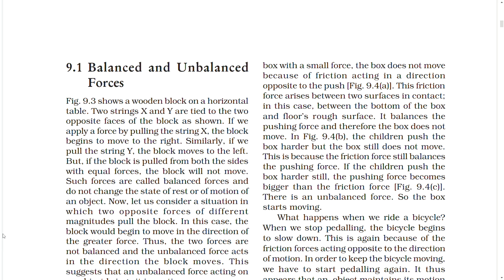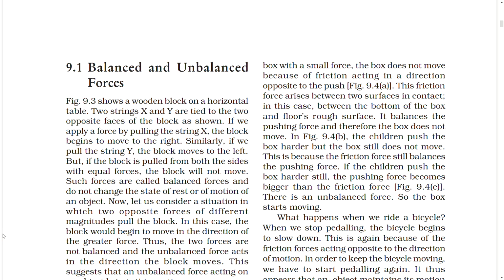9.1 Balanced and unbalanced forces. Figure shows a wooden block on a horizontal table. Two strings X and Y are tied to the two opposite faces of the block as shown. If we apply a force by pulling the string X, the block begins to move to the right. Similarly, if we pull the string Y, the block moves to the left. But if the block is pulled from both the sides with equal forces, the block will not move. Such forces are called balanced forces and do not change the state of rest or of motion of an object.